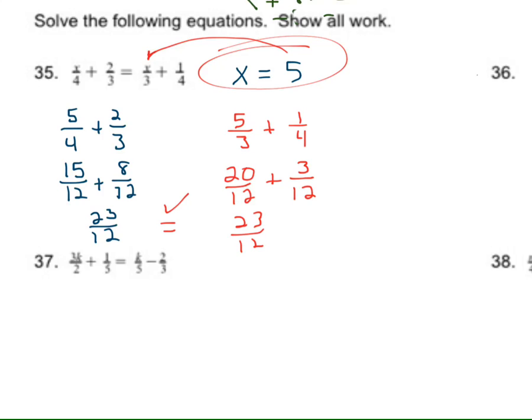The rest of the problems, I will just work those out, and then you'll be able to see the solutions. But I will use this technique in every single problem. I will find the LCM of all the denominators. I will multiply each term by that LCM, canceling as I do so to eliminate all of my fractions.